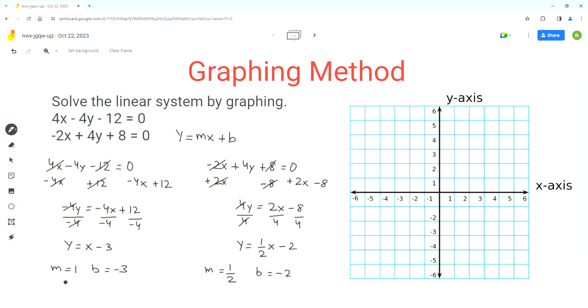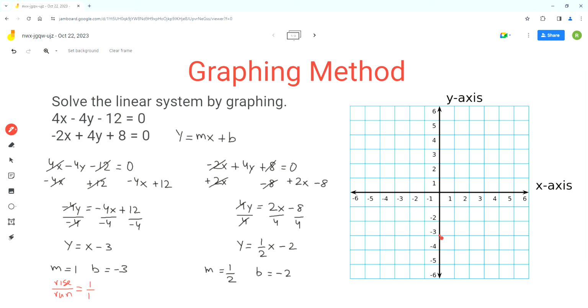So let's start with the first line. In order to graph a linear function, we always start with its y-intercept. So the y-intercept of the first line is negative 3, which is here. Now we have to use the slope value to find other points that lie on this line. So we know that slope is also rise over run. And 1 can be written in the fraction form as 1 over 1. That means from this y-intercept, we have to do a rise of 1 and run of 1 to get other points that lie on this line.